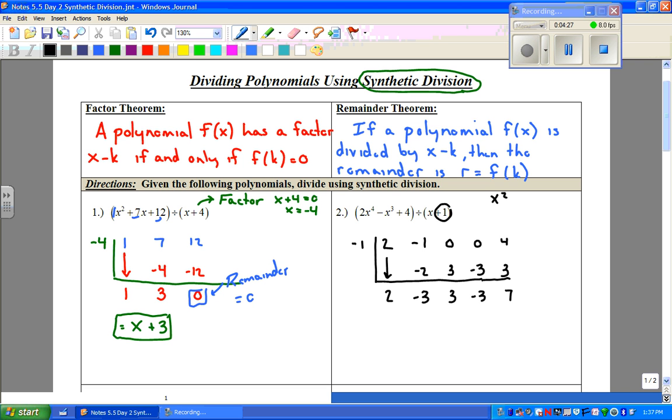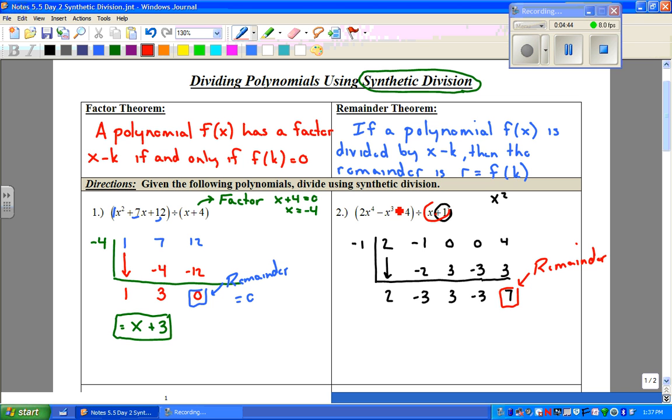Okay? Now remember, this right here is my remainder. And this time, did I get a remainder of 0? Well, I didn't, which means that this right here is not a factor of this quartic.